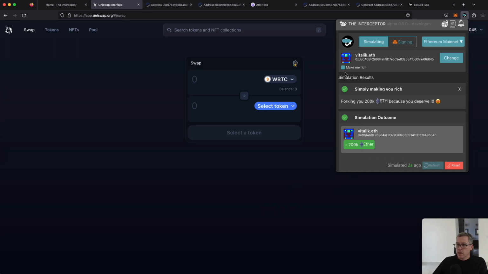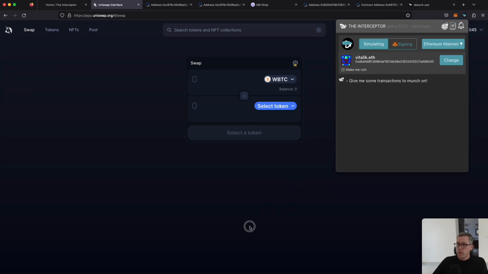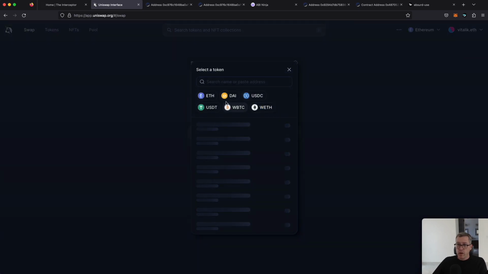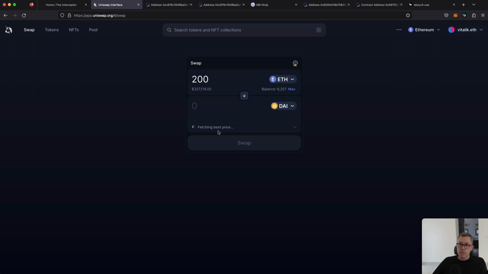And actually, we don't need to make him rich, but we can look at his real balances. So we can switch over to Vitalik, and we can see what Vitalik has for ETH in his Vitalik.eth account. And we can, just like before, conduct trades, pretending that we are Vitalik.